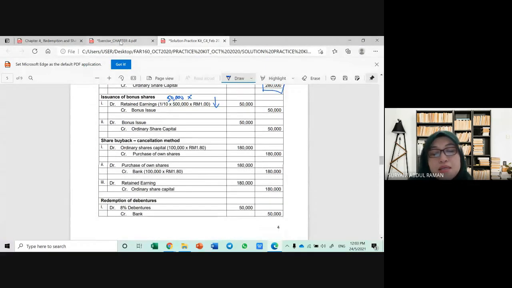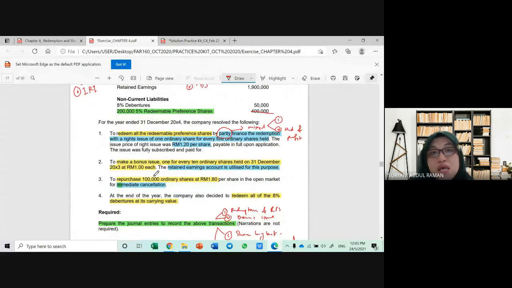Okay, the next transaction is about the share buyback for cancellation method. It's already stated here clearly that the company will immediately cancel the shares once it's purchased from the open market. So the difference between this method and the treasury method is that this share is no longer in the business, meaning you cannot resell it in future. Tak boleh jual lagi. Sebab apa? Memang dah tak ada. Once you purchase, you will cancel it immediately. You akan lupuskan dari syarikat.